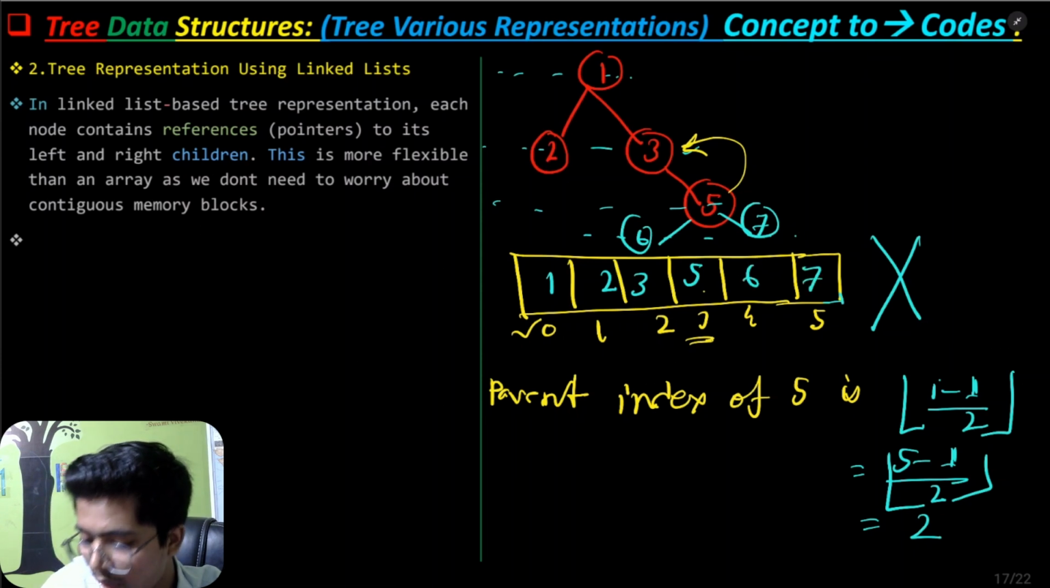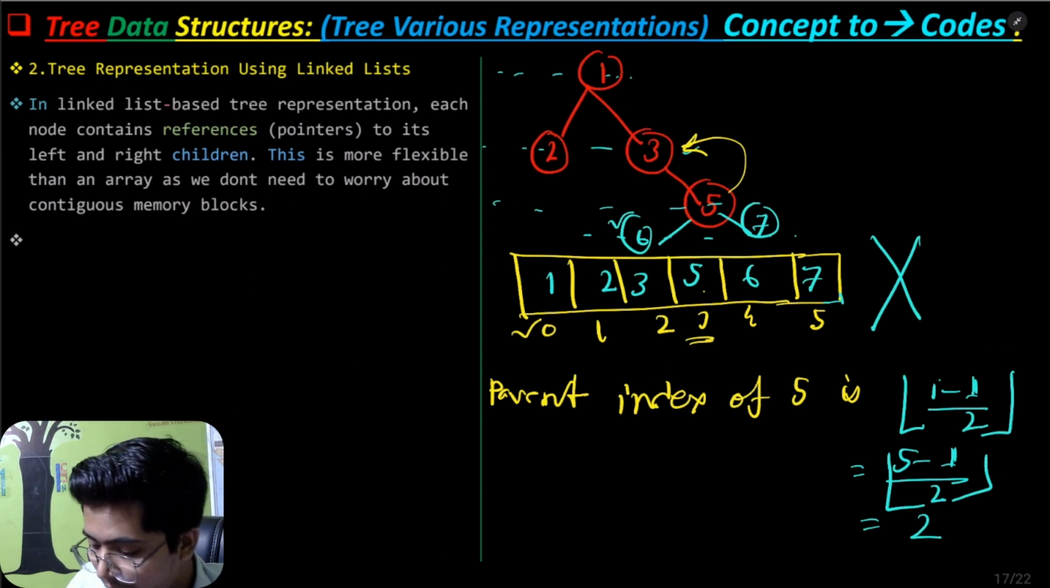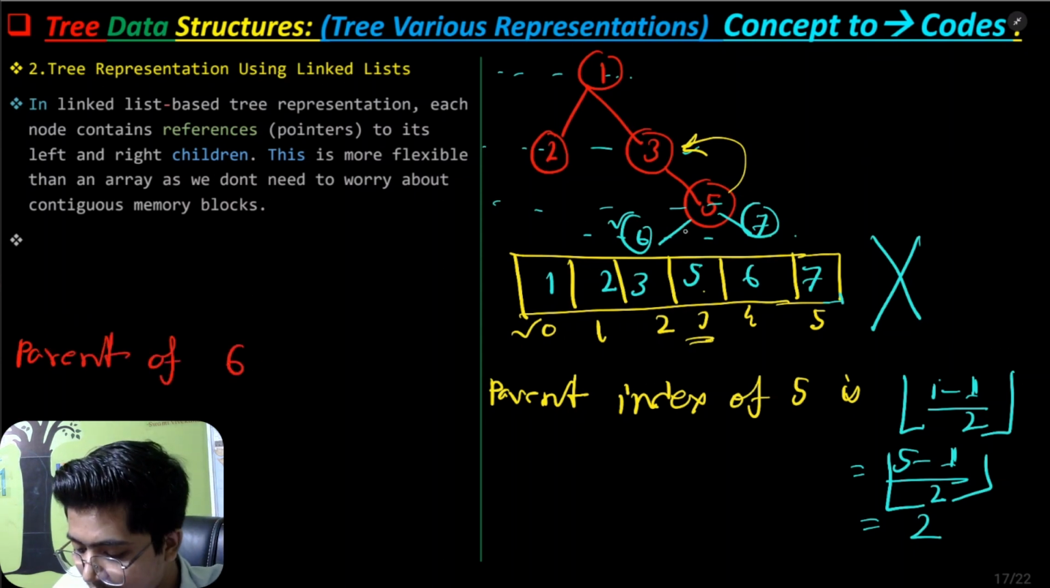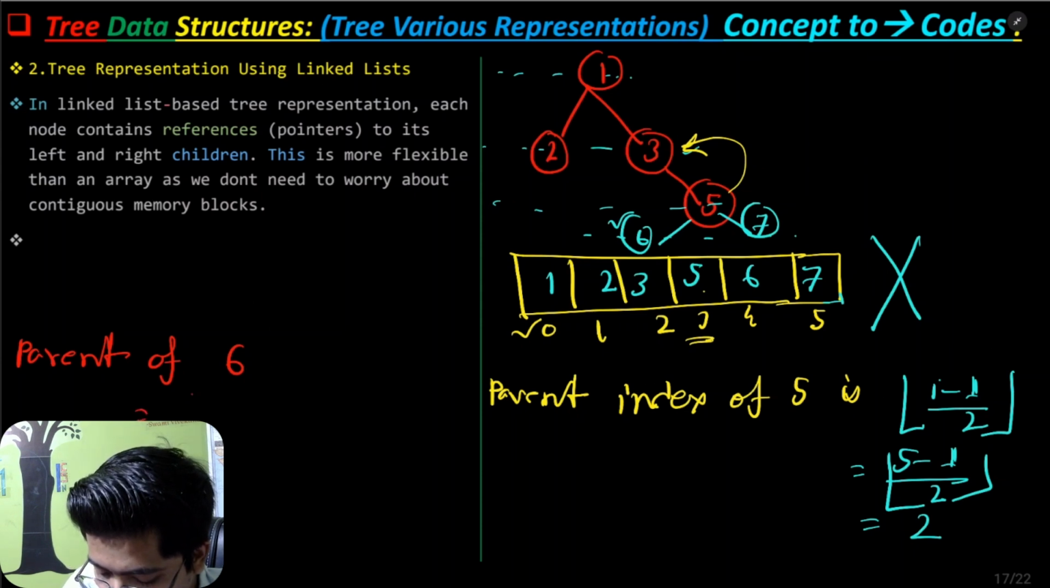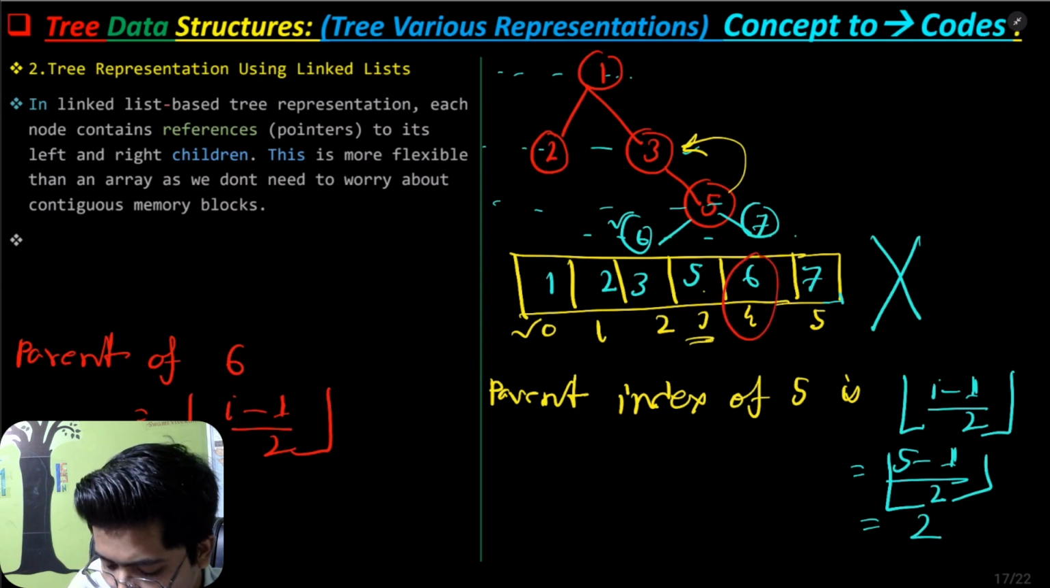So now our 6. If we want to find 5 with respect to 6, we'll be trying to find the parent of 6. So we'll again apply the formula floor of (i minus 1) by 2. The position of 6 is 4.